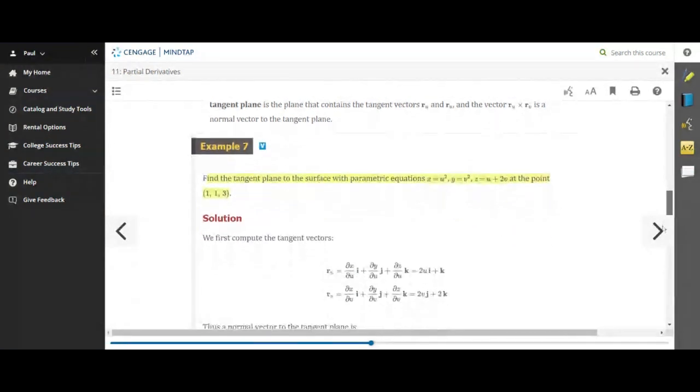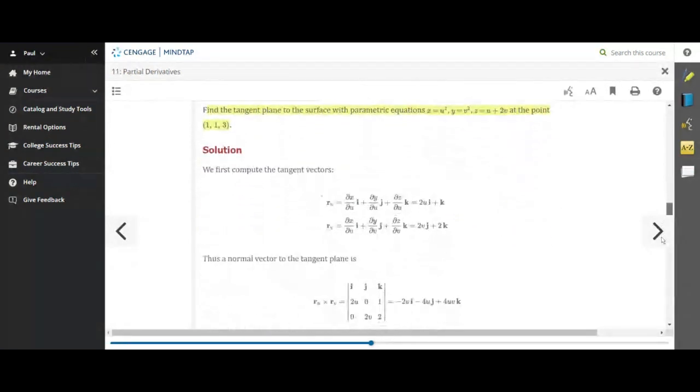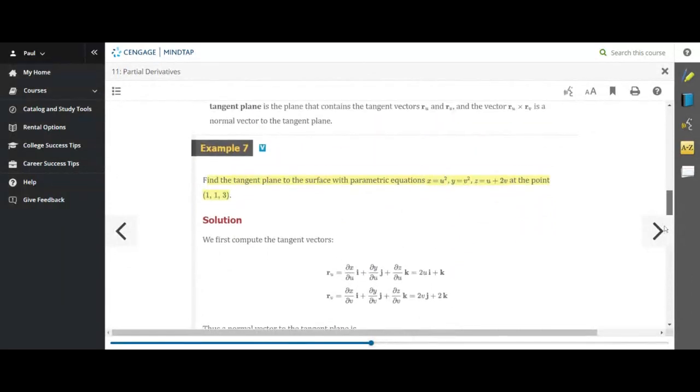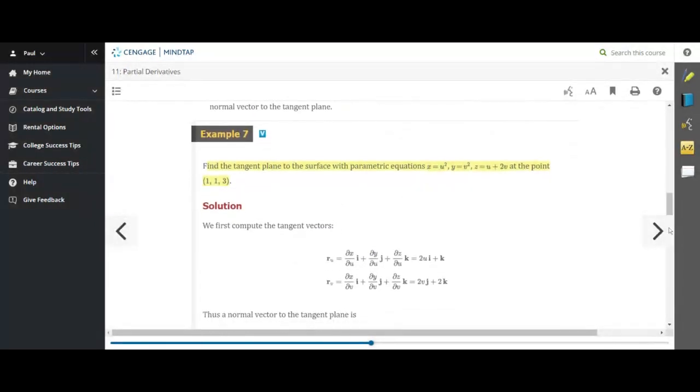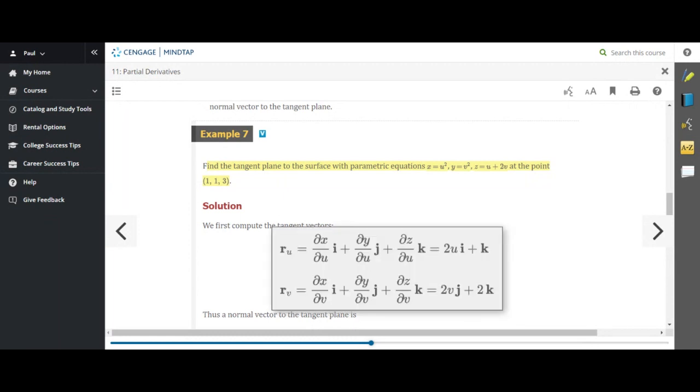So really then, if we look at example 7, and I'm going to do it in the book because I'd like to give you some time to work a little, they say find the equation of the tangent plane to the surface with these three parametric equations at the point (1, 1, 3). So what they do is they find the two derivative vectors.